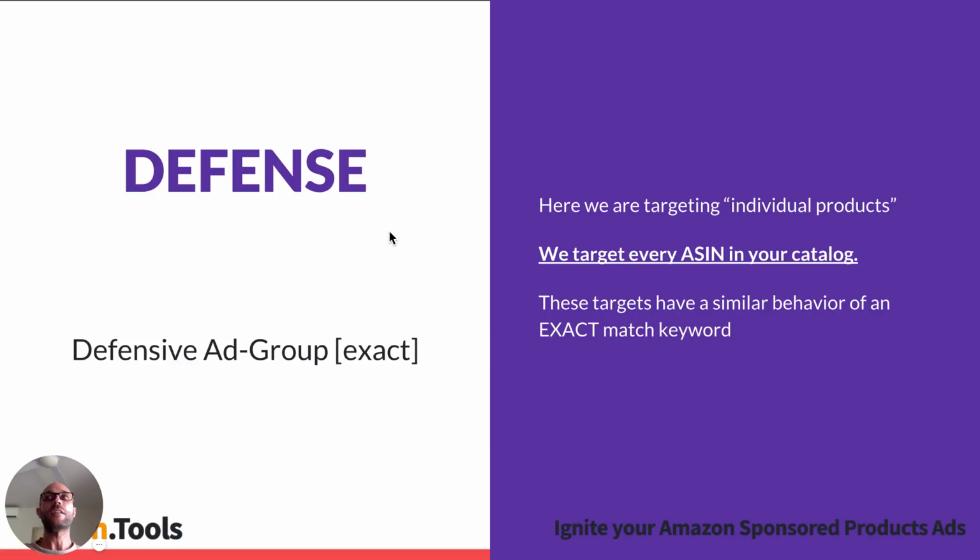The first ad group that we will create within the PAT campaign is the defense ad group. The goal of this ad group is to defend your listing, to take as much real estate as possible within your own listing with your own product in order to improve customer retention. We're going to target individual products, all your catalog. And this specific target will behave very similarly to an exact keyword.